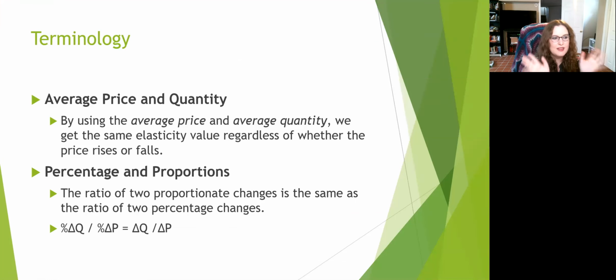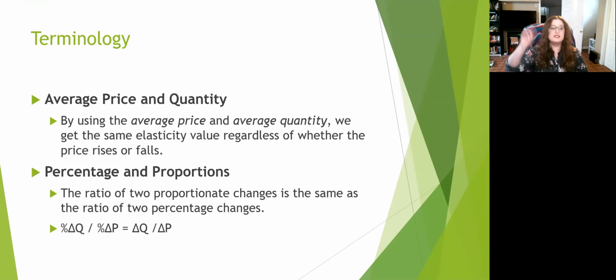But let's talk about the language that we used in this. Notice that I talked a lot about the average price and the average quantity. We had to know what the middle ground was in between our old price and quantity and our new price and quantity. So when we use the average price and the average quantity, we get the same elasticity value regardless of whether the price rises or falls.